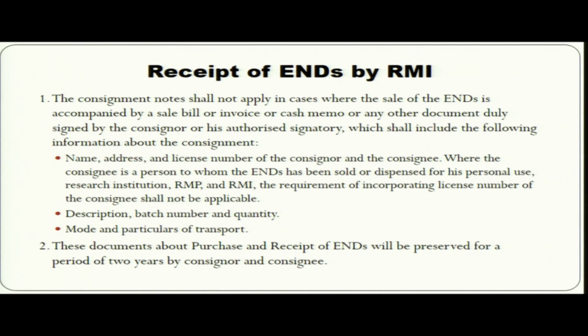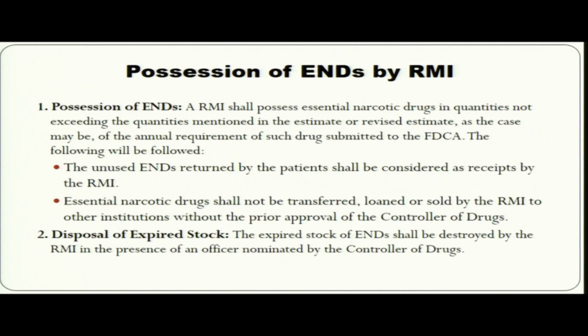Description, batch number and quantity. Mode and particulars of transport. These documents about purchase and receipt of Ns will be preserved for a period of 2 years by consignor and consignee. Possession of Ns by RMI.